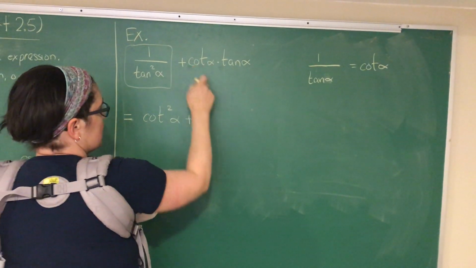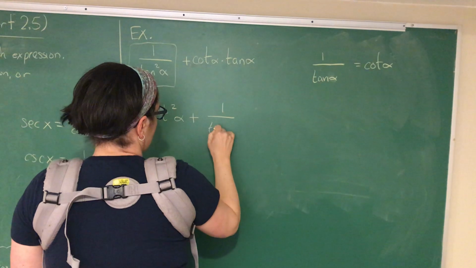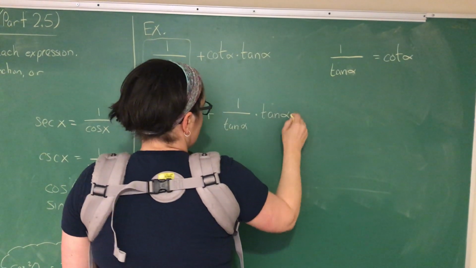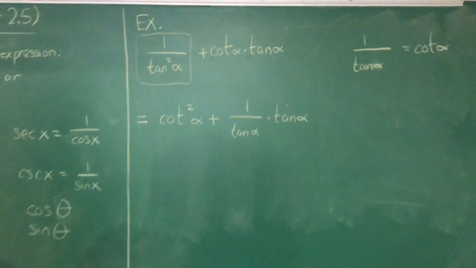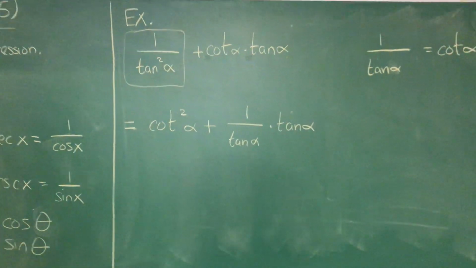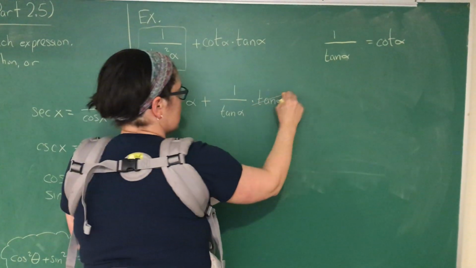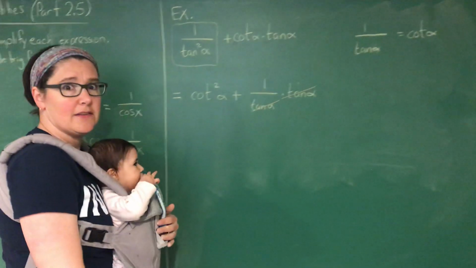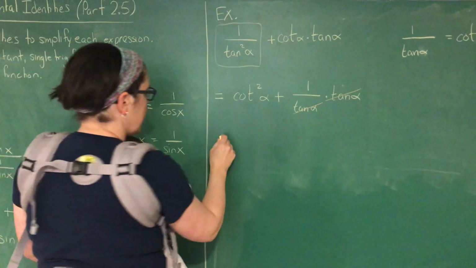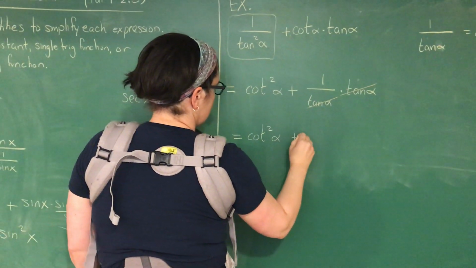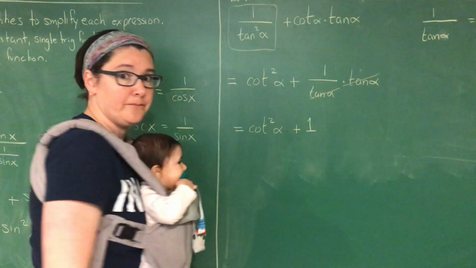All right, that's great. I also know that cotangent of alpha is the same as 1 over tangent, so I can replace cotangent with 1 over tangent of alpha times tangent alpha. If I do that, this tangent on the top and this tangent on the bottom cancel each other, leaving me with a 1. And so I have cotangent squared alpha plus 1.